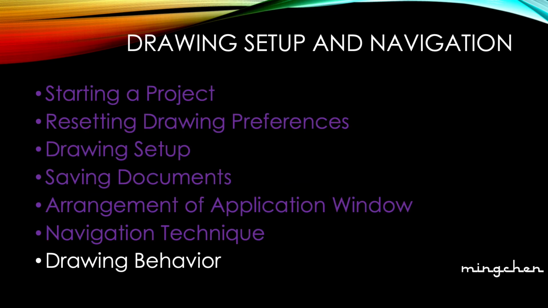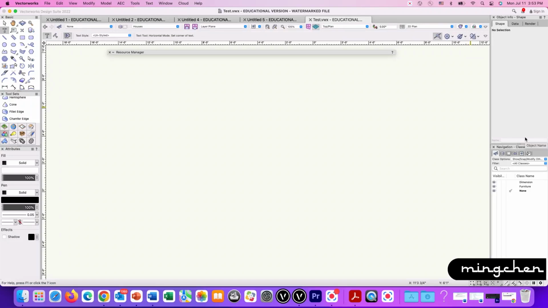Drawing behavior. VW operates on a click-click system as opposed to a click and drag system. Click once, click twice, click 3 times, and continuous clicks. Here are some examples. Click once. The Text tool is a one-click tool. You can click once and finish your typing.